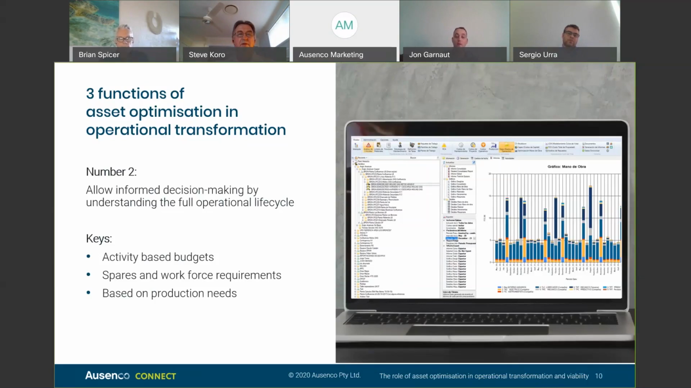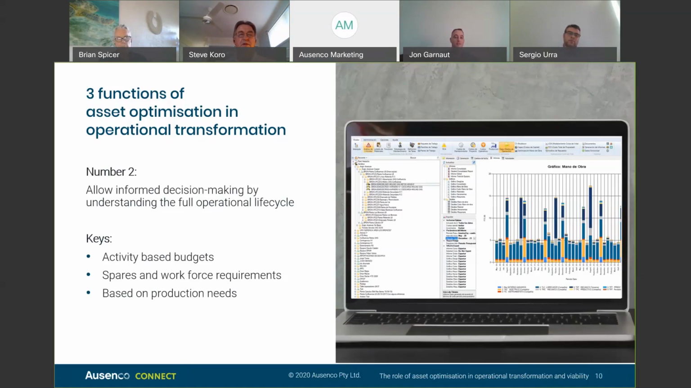Similarly, the information can flow into a spares criticality assessment. It provides the right information to make informed decisions on stocking classifications, for example. And it also applies to workforce requirements. From an activity-based budget built from the operational life cycle, a labour profile can be built up. It enables informed decisions surrounding the baseline of labour requirements as well as any contractor requirements.